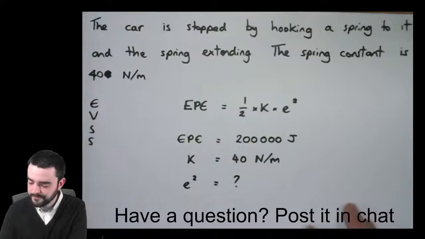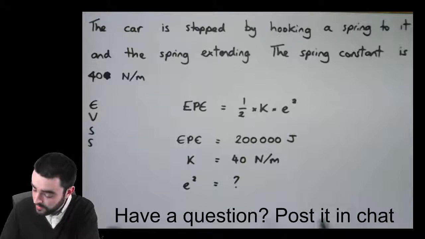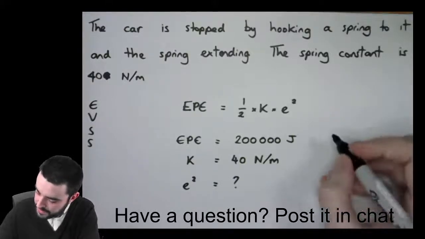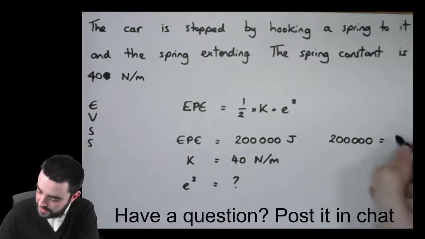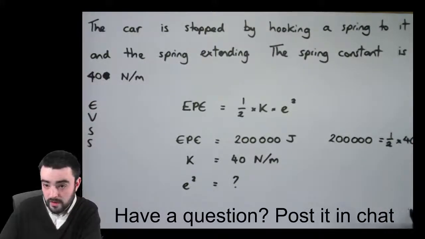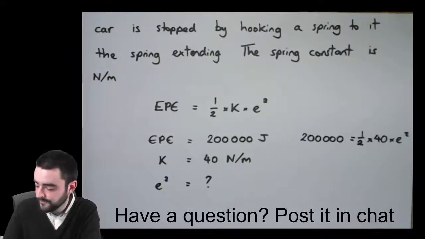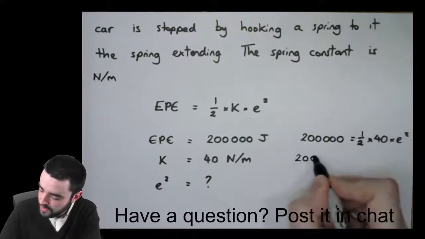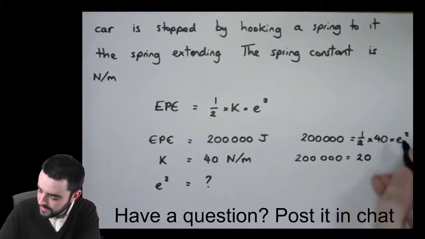So actually, this is looking pretty similar to the previous question, just with a different value in there. So now we need to substitute in the values. So 200,000 is equal to a half times 40 times e squared. So we can simplify. Let's just move that over so you can see. So we can say that 200,000 is equal to 20 e squared.